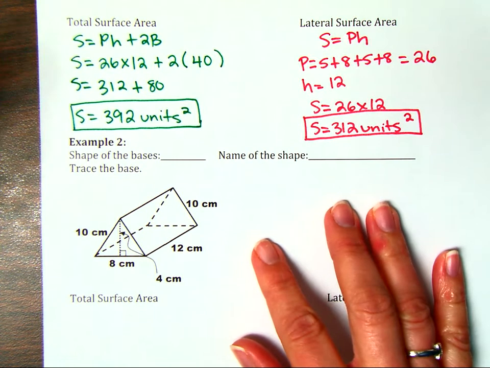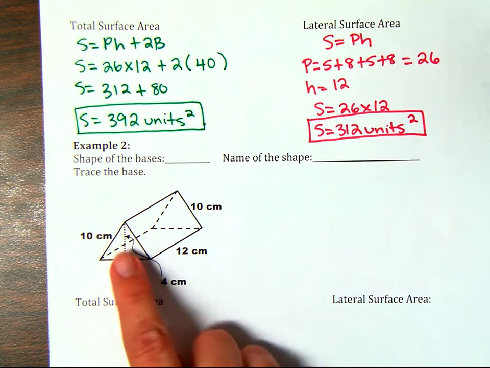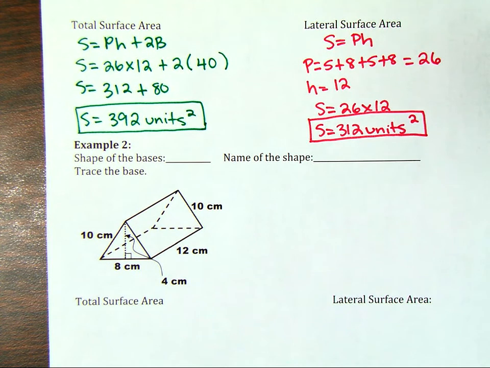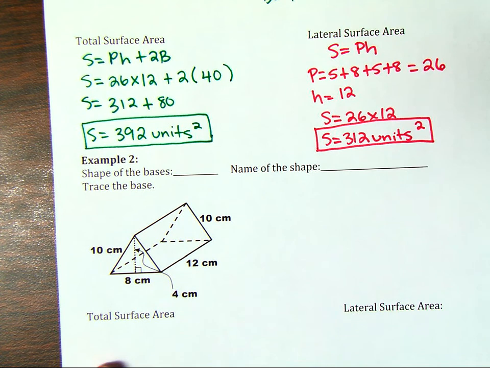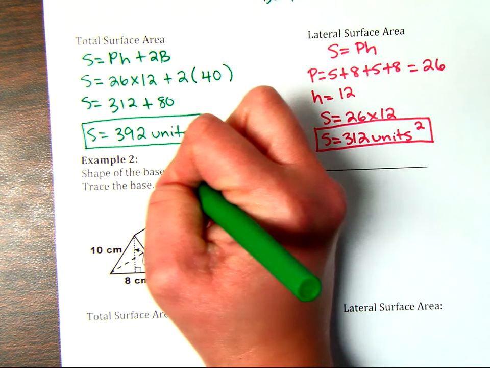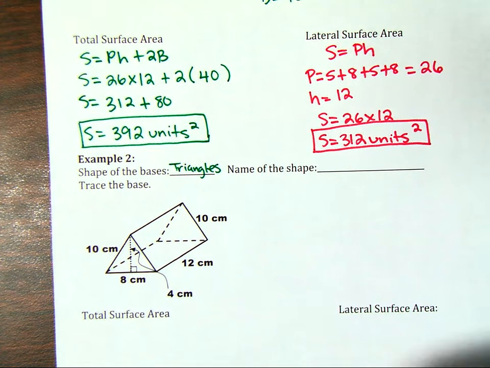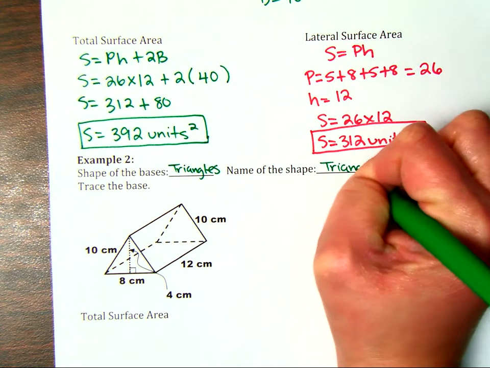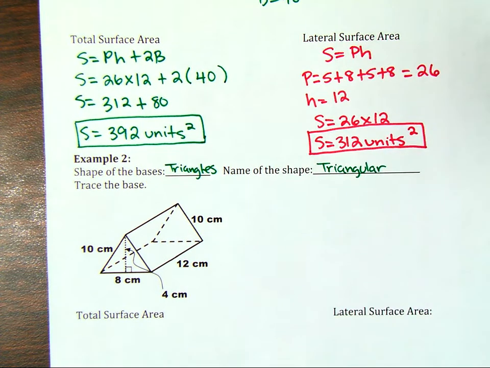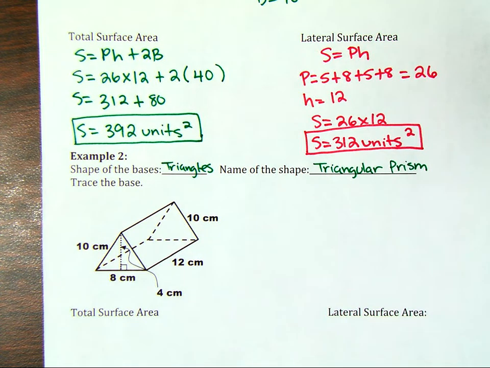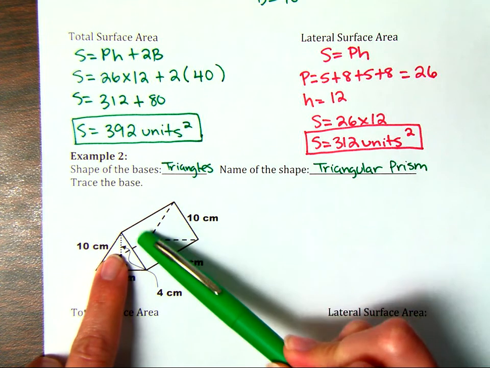The shape of the bases. Well, I see 2 triangles and 1, 2, 3 rectangles. So again, whatever you see the least amount of are actually going to be the bases. So that's going to be the shape of the base. We're going to say triangles. So if the bases are triangles, that means this is going to be a triangular. Well, there's 2 bases, so it's not a pyramid. It's a triangular prism. Okay, remember triangular prisms have 2 triangles as bases and all the other faces are rectangles.